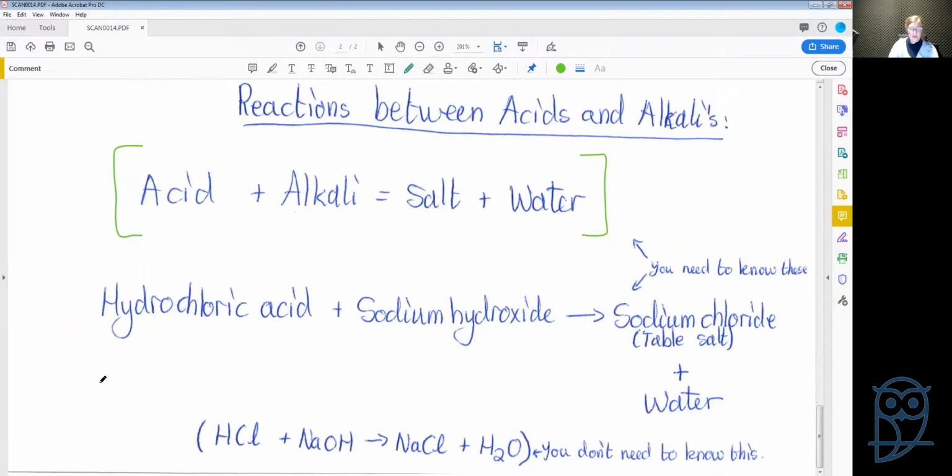So here we've got one kind of acid. We have hydrochloric acid. And if we mix it with sodium hydroxide, it becomes sodium chloride, which is table salt, and water. Hydrochloric acid is the acid found in your stomach. So this is stomach acid.